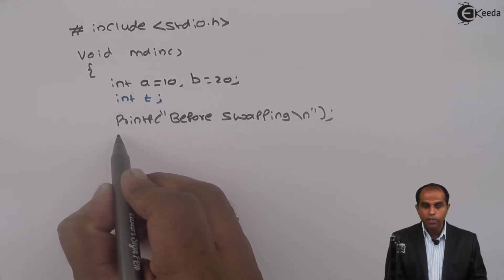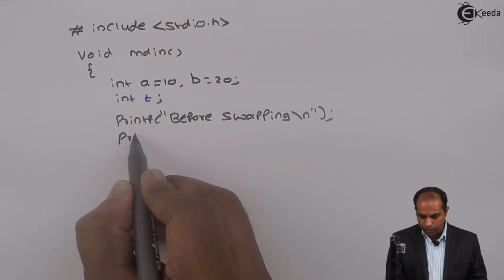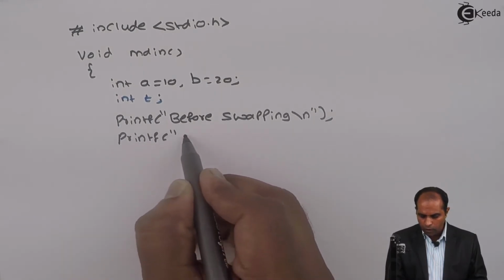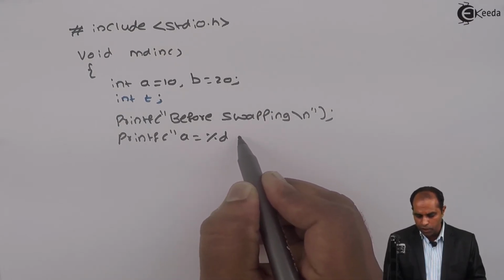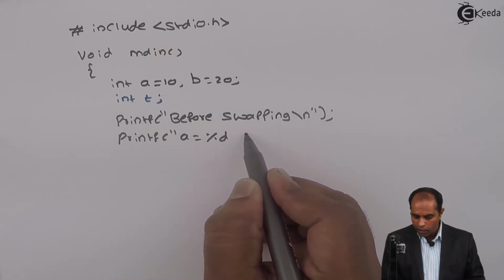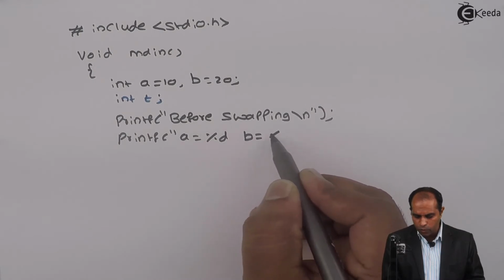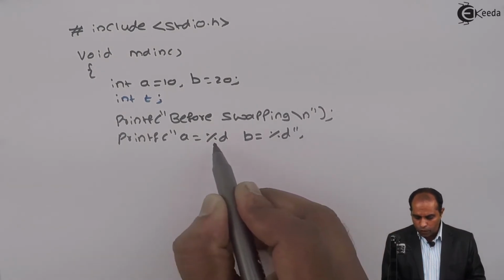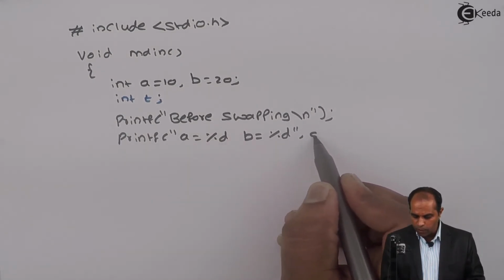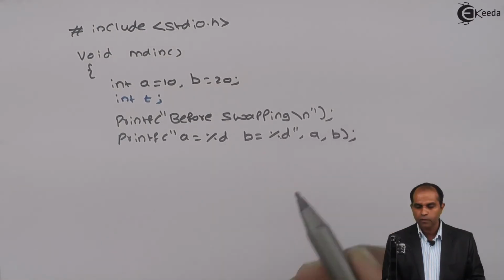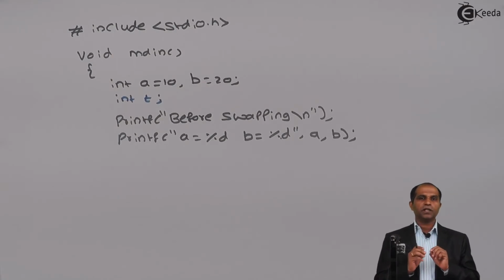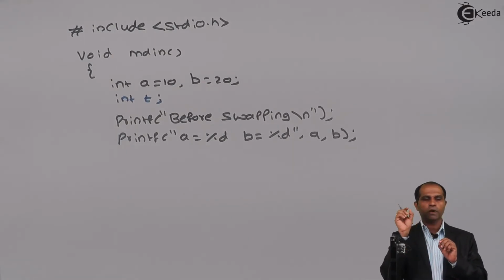After that, let me display the values of A and B as printf A equals %d. You can leave a space, you can use a skip sequence \t. Let me leave a space and say B equals %d. For the first format specifier, I'll display the value of A. For the second format specifier, I'll display the value of B. So now, with these two instructions, you'll get the output as before swapping on the first line.